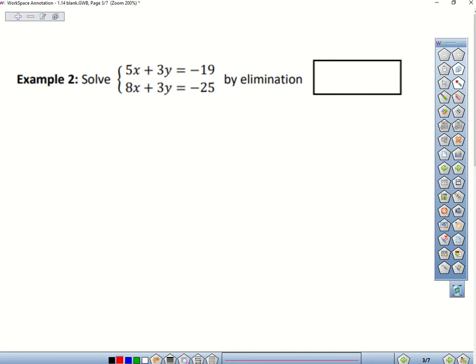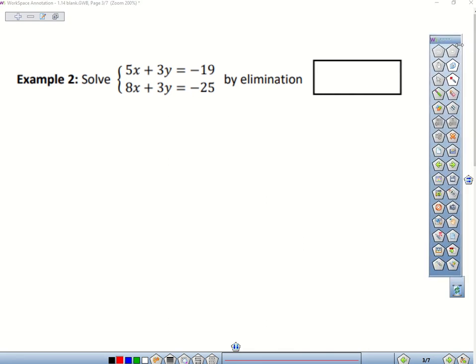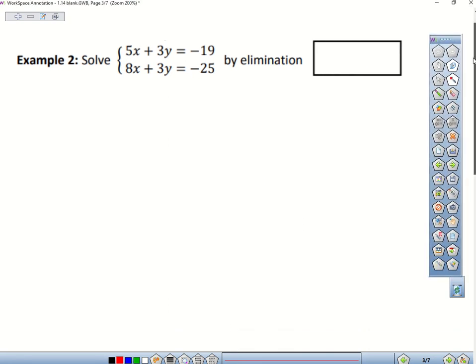Alright, so now we're going to use the elimination method. The elimination method is when you basically add the two equations together to try to eliminate one of the variables. Now, oftentimes, when you use elimination, you're going to have to change one of the equations by multiplying it by a constant number. So our goal is to cancel out one of these variables.